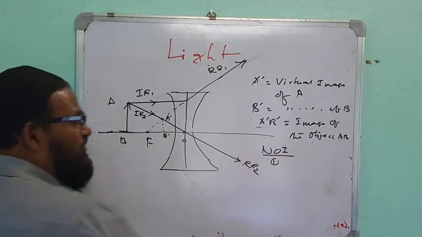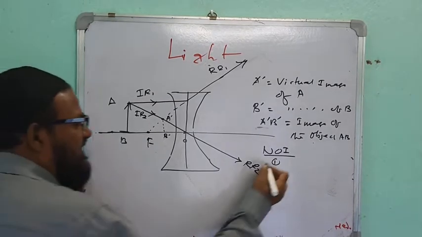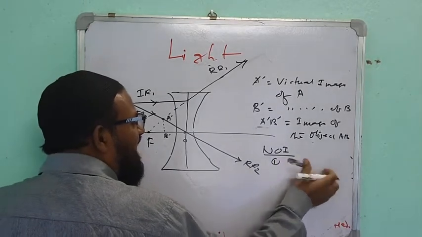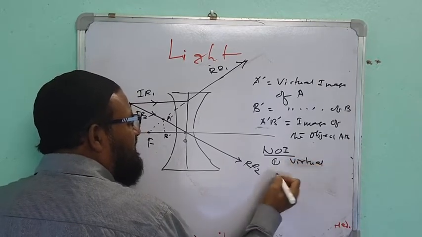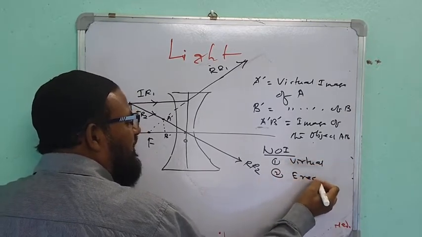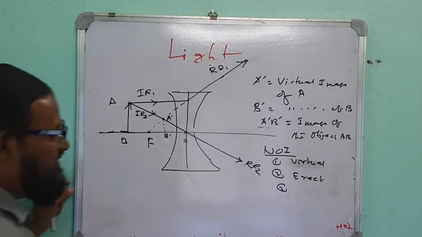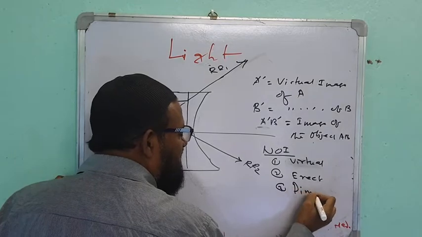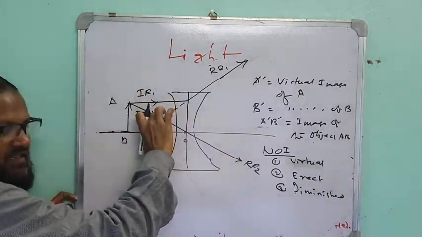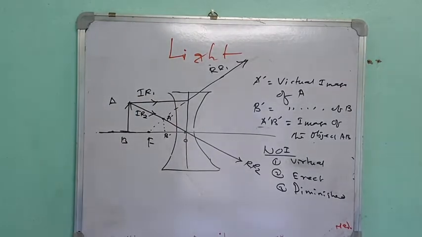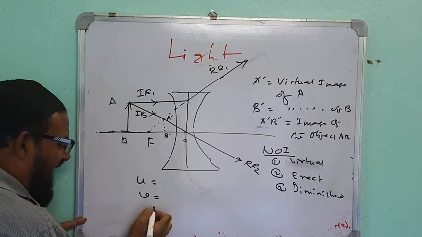Now, the nature of the image. Please be careful, from the figure. What is the nature? First thing, real or virtual? From the figure, this is virtual. Next, from the figure, this is erect. Virtual, erect. Next, this is diminished. Why diminished? This is the object and this is the image.